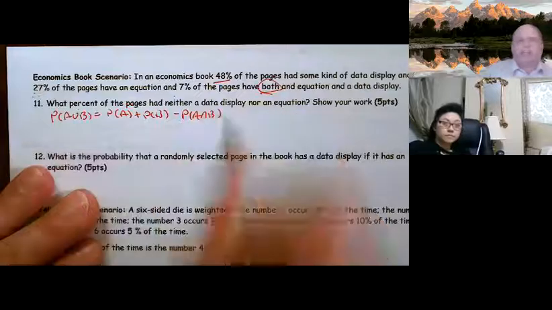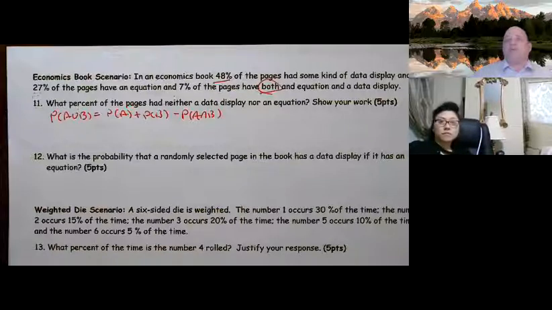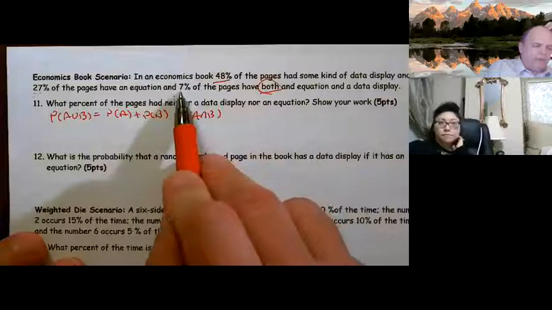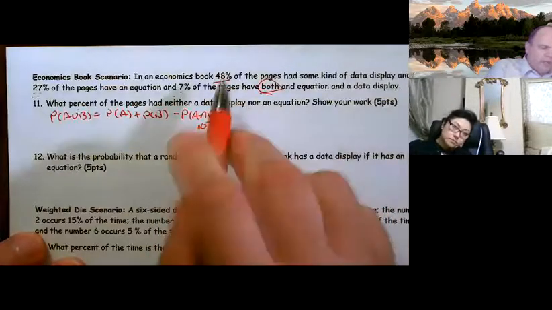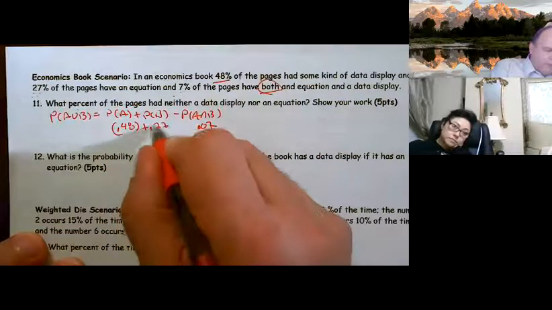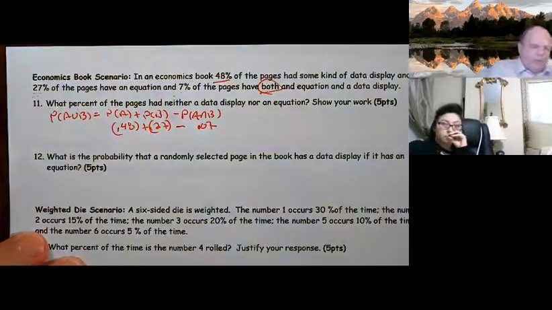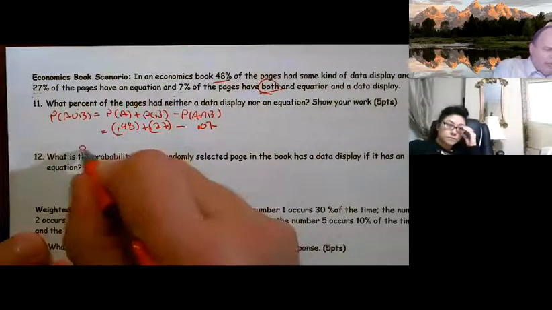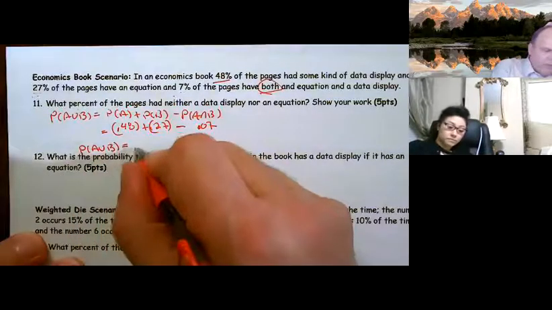And once again, a lot of times you have to sit there and go, hey, what do I know? I don't necessarily know how I'm going to get there yet. I'm just going to have to trust that I know something. Let's start organizing. Well, I know I have both. Both is my intersection. So this is 0.07. And then we have 0.48 plus 0.27 minus the 0.07. When I add all that up, I get the probability of A union B equals 0.68.